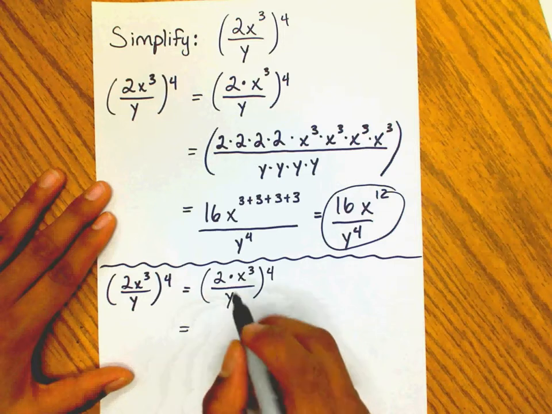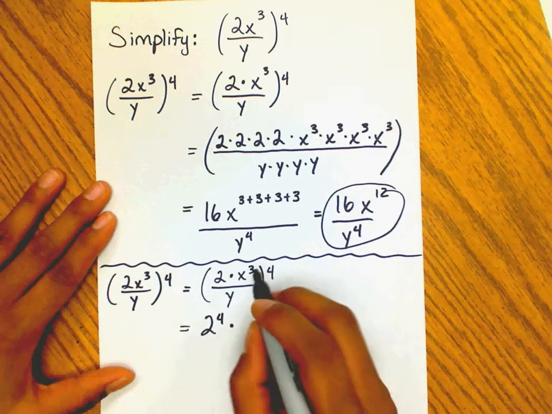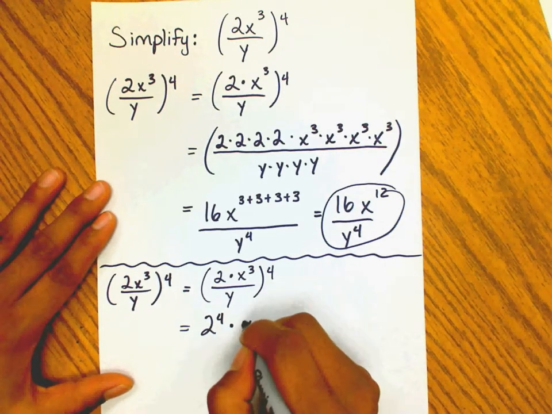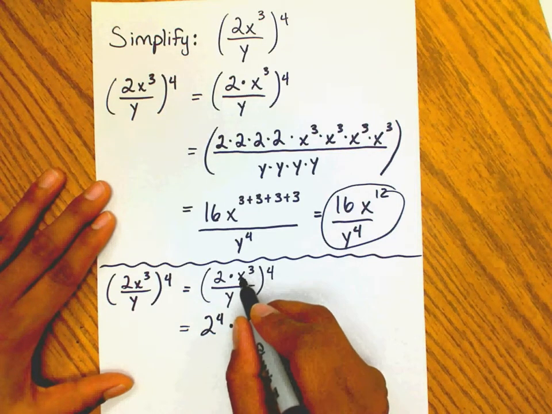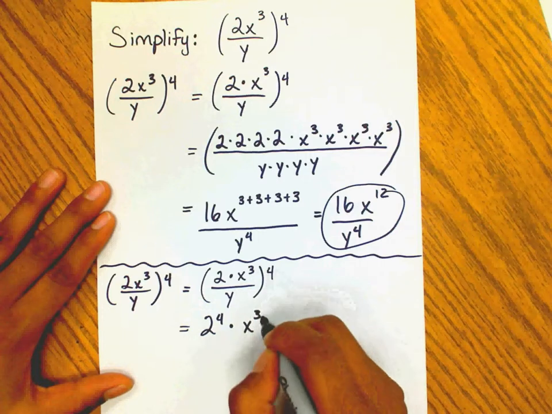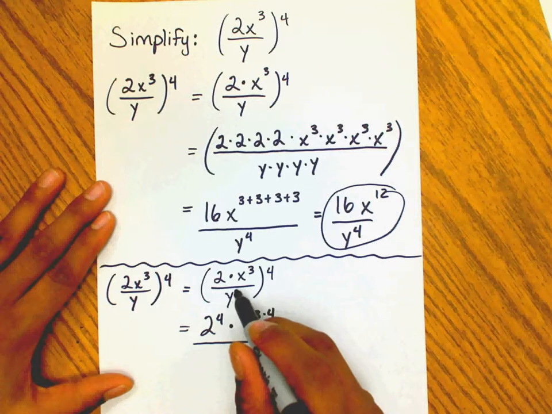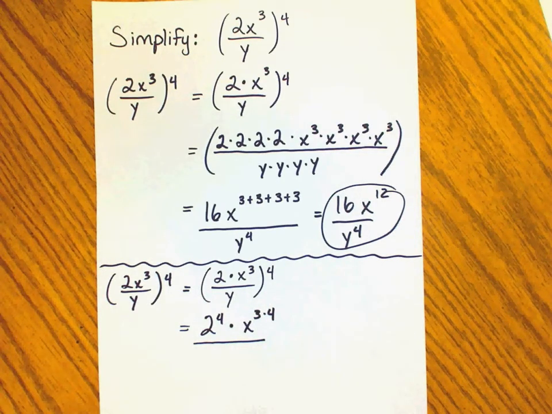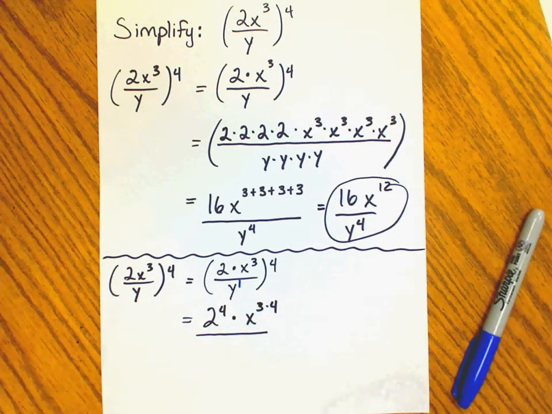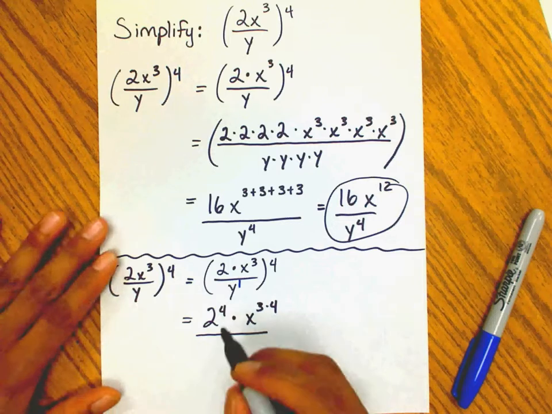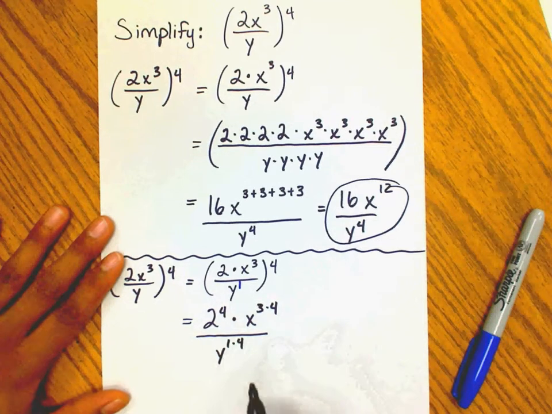So I'm going to get 2 to the 4th times x to the 3rd power. Now, when you distribute an exponent to a base that already has an exponent, you're going to multiply these two. So it's going to be like that. Now on the bottom, the y has an exponent, which is really 1. So to show what happens, I'm just going to put a 1. And this is what's going to go here. And we show that we're multiplying that exponent of 1 times 4, okay?